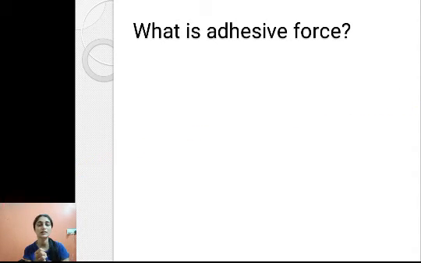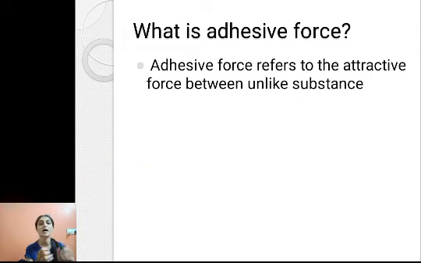And what is adhesive force? Adhesive force refers to the attractive force between unlike substances. So when we talk about mercury and a glass plate, there are two forces: cohesive force, which exists between two mercury molecules, and adhesive force, which exists between a mercury molecule and a glass plate molecule. Now as the cohesive force is more, that means the force between two mercury molecules is more as compared to the adhesive force, therefore it doesn't wet the surface of the glass plate.